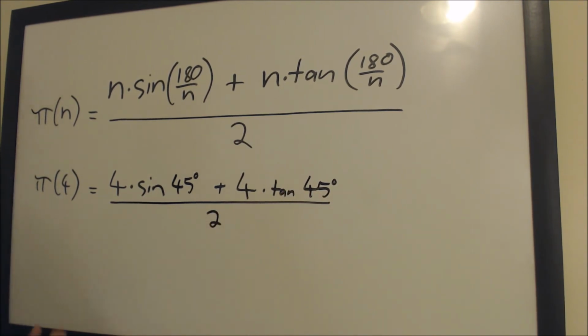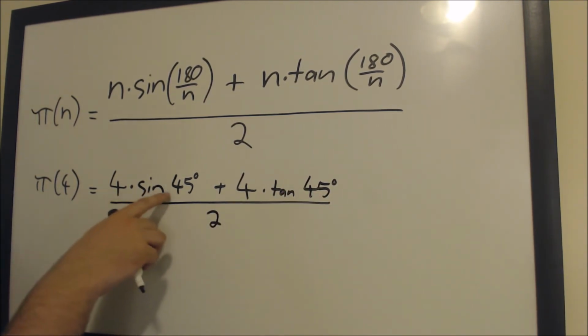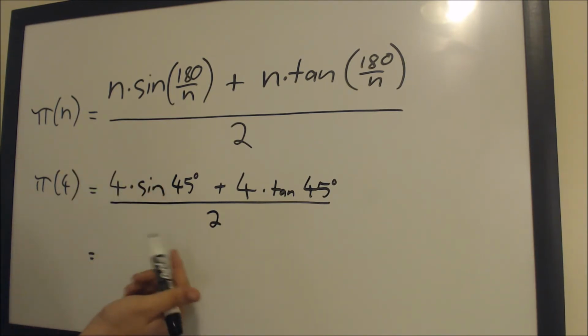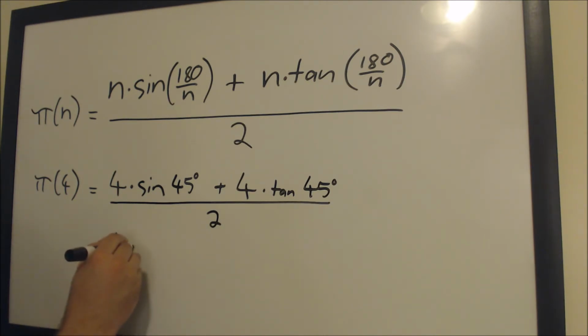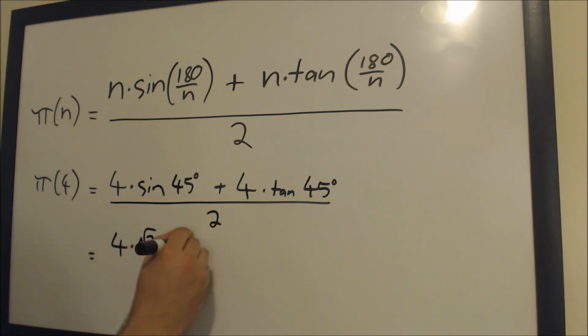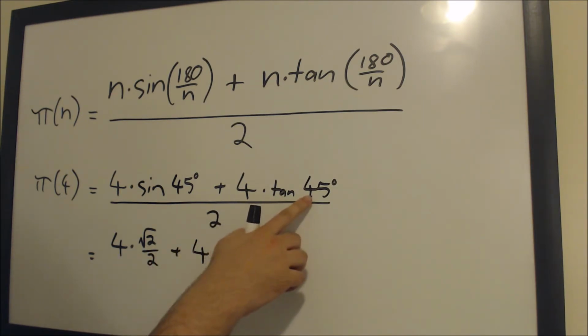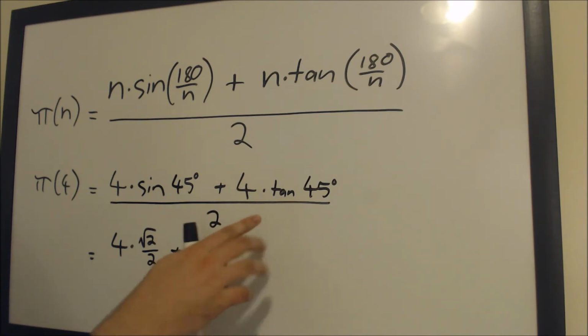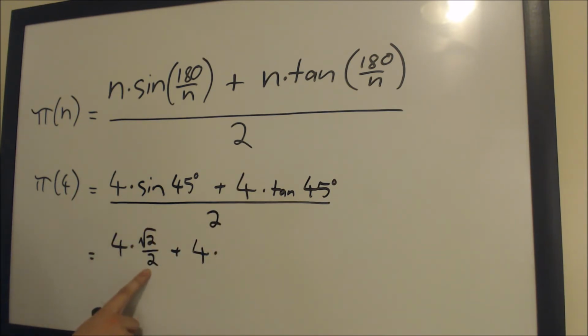Now, the sine of 45 degrees is root 2 over 2. Right? So we have 4 times the square root of 2 over 2 plus 4. Now the tangent of 45 degrees is 1, because it's the sine over the cosine. The cosine is also root 2 over 2. So root 2 over 2 over root 2 over 2 is 1. So the tangent of 45 degrees is actually 1. Okay, and this is all divided by 2 still.